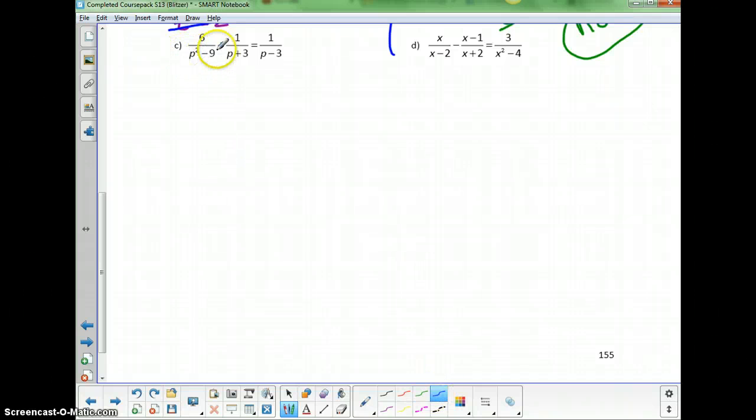We know that p squared minus 9 can be factored as p plus 3 times p minus 3. So my excluded values are p cannot be 3 or negative 3. I've got two excluded values this time. If you plug a negative 3 into either of the p plus 3s, that would give you 0. If you plug a positive 3 into either of the p minus 3s, that would give you 0. So there's two excluded values. And the least common denominator is p plus 3 times p minus 3.